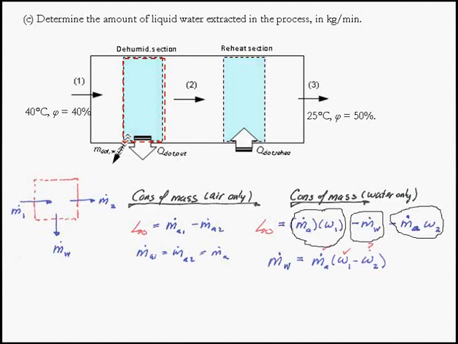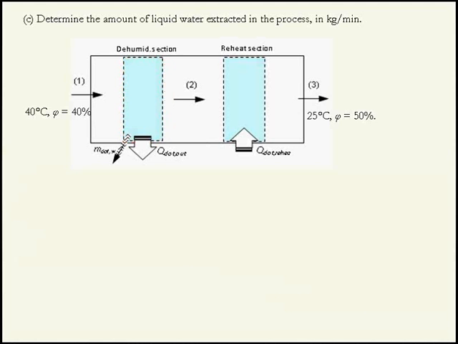Okay, so solving for the mass flow rate of water, I find it's equal to mass flow rate of dry air times the difference in humidity ratios. The humidity ratio at 1 is known because I know T1 and Phi1. The humidity ratio at 2, not so sure just yet. So in order to figure the humidity ratio at 2, let's take a look at conservation of mass for the next little section, from 2 to 3.